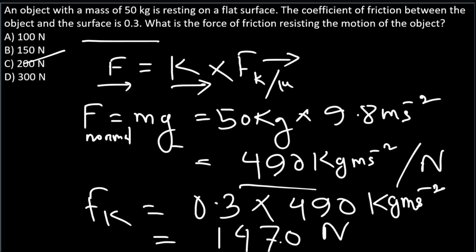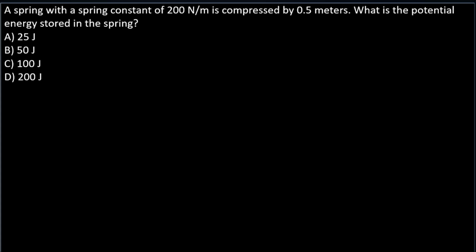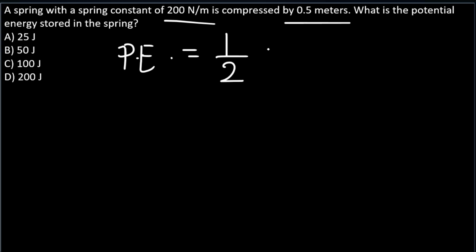So today our second problem will be: a spring with a spring constant of 200 Newton per meter is compressed by 0.5 meter. What is the potential energy stored in the spring? So here 200 Newton per meter, compressed by 0.5 meter. We need to find the potential energy, PE. So PE equals half k x square, which is the spring equation.